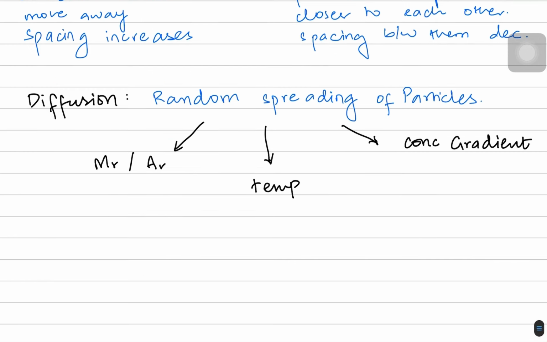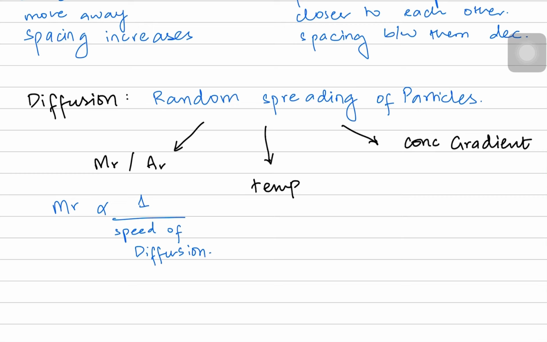So let's talk about molecular mass or atomic mass. As the mass increases, the speed of diffusion decreases. So heavy particles move slow and lighter particles move faster.